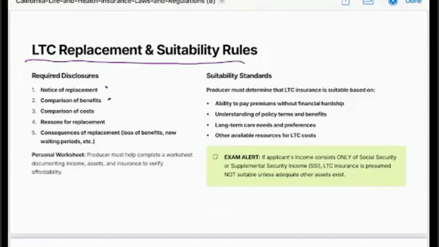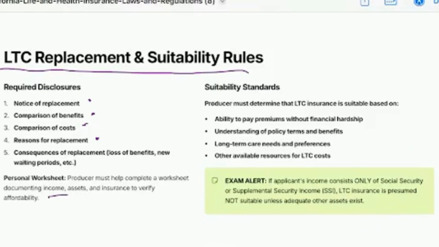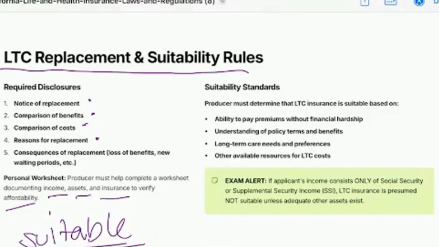Okay. Producer must help complete a worksheet documenting income, assets, and insurance to verify affordability. You must make sure that this is suitable for your customers, and you must keep these records on hand, right, for at least 5 years. Anytime we're replacing any policy, whether it's life, annuity, long-term care, we need to be following those same steps.